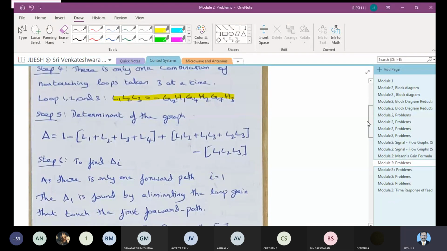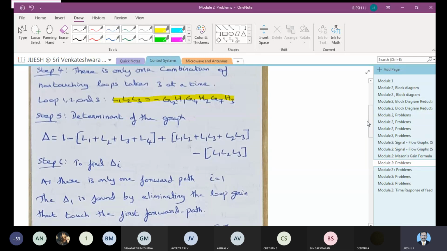So understand these things carefully. If you have any doubts, feel free to ask on this first problem. From the second problem onwards, the methodology will be the same; only the problem will change. So you can try to solve it. Here you try to understand. The sixth step is to find delta i.